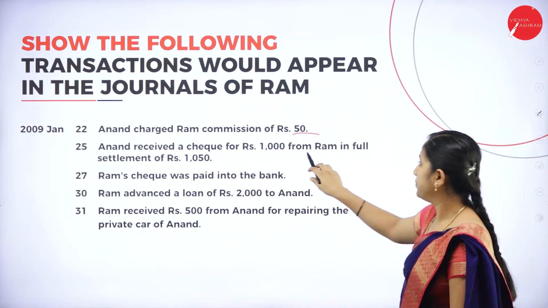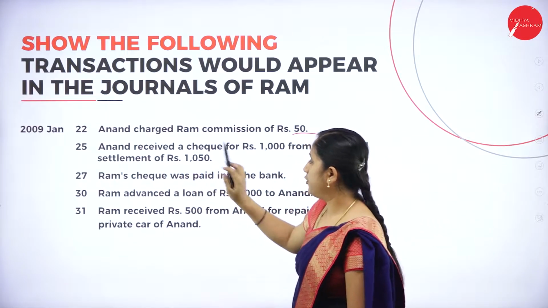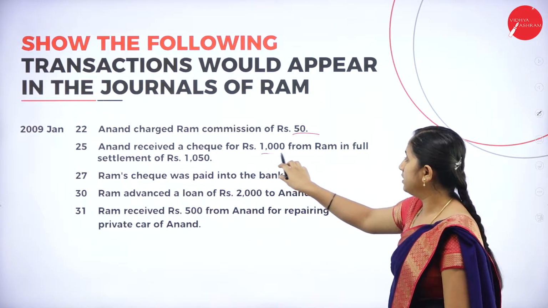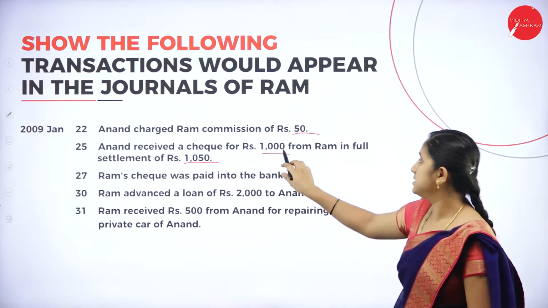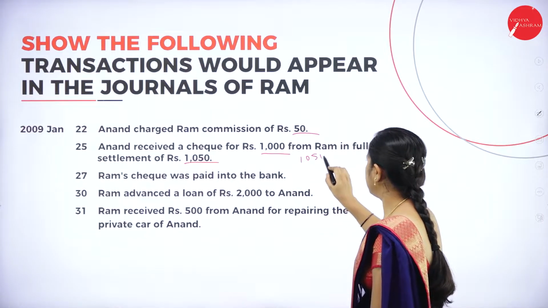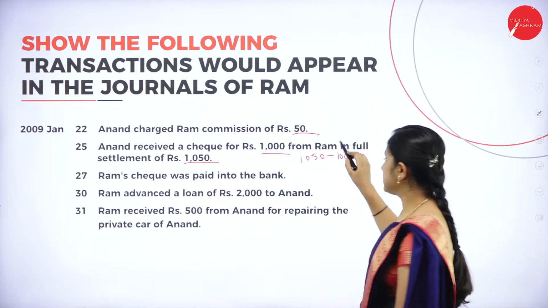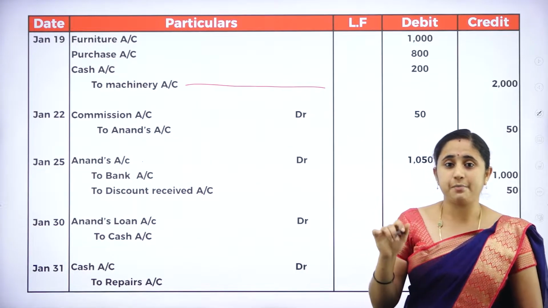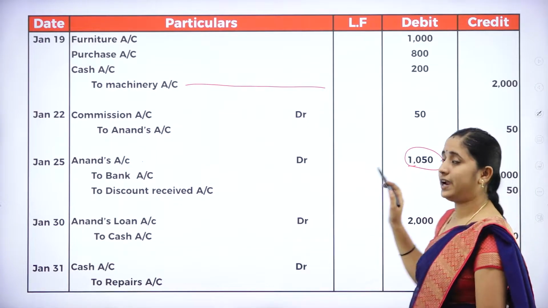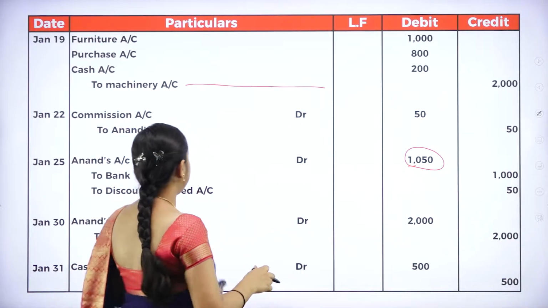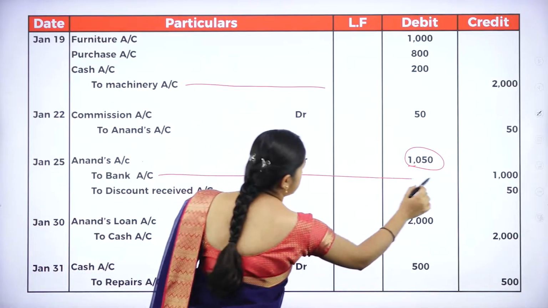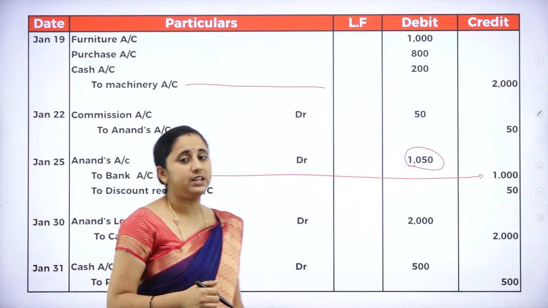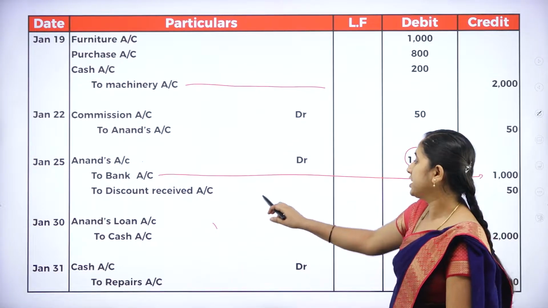Anand received a cheque of rupees 1000 from Ram in full settlement of 1050. That means Ram is paying a cheque to Anand of rupees 1000 instead of paying 1050. That means the remaining 50 is discount received. Discount received for Ram. Here Anand is totally liable to receive 1050. So you need to write 1050 and Ram paid a cheque of rupees 1000. So you need to credit 1000 and he received a discount of rupees 50. Discount received is an income. So you need to credit the income.